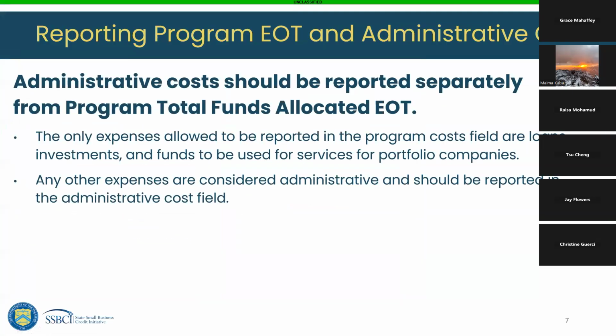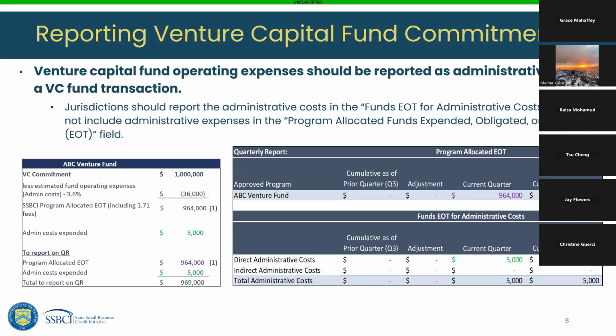The quarterly report template includes a section for reporting program allocated EOT and another section for reporting admin expenses EOT. The program costs for loan, investment, and funds, and 171 for services for portfolio companies, are reported under program allocated EOT. All other expenses are considered administrative and should be reported under the administrative cost EOT on the quarterly report. That's it on this slide. Moving to the next slide on reporting venture capital commitments.